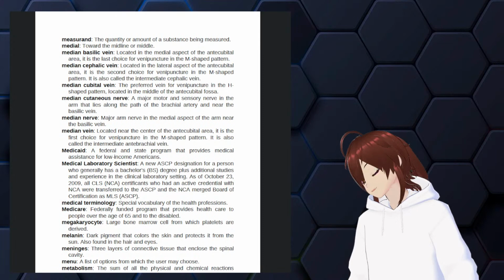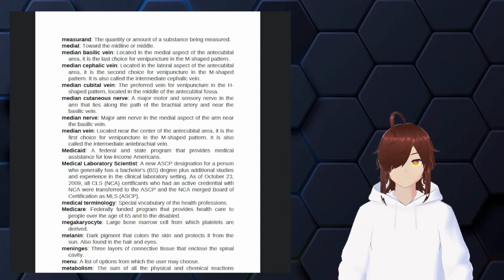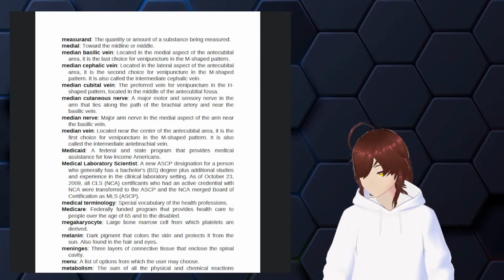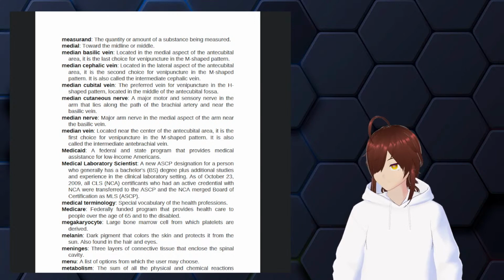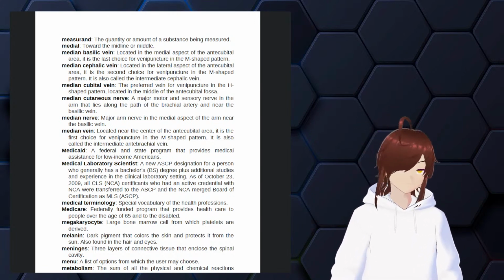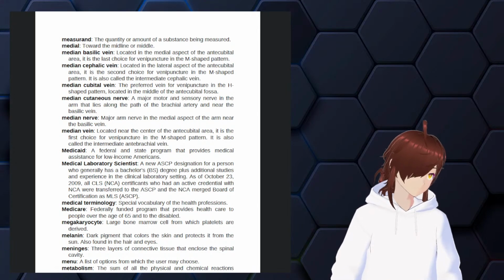Median basilic vein, located in the medial aspect of the antecubital area, it is the last choice for venipuncture in the M-shaped pattern. Median cephalic vein, located in the lateral aspect of the antecubital area, it is the second choice for venipuncture in the M-shaped pattern. It is also called the intermediate cephalic vein. Median cubital vein, the preferred vein for venipuncture in the H-shaped pattern, located in the middle of the antecubital fossa.